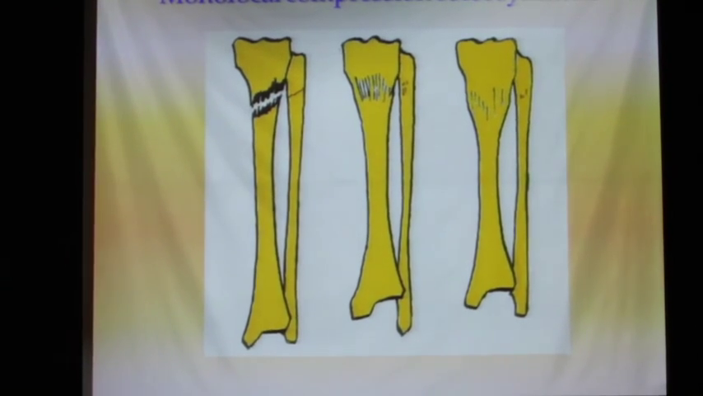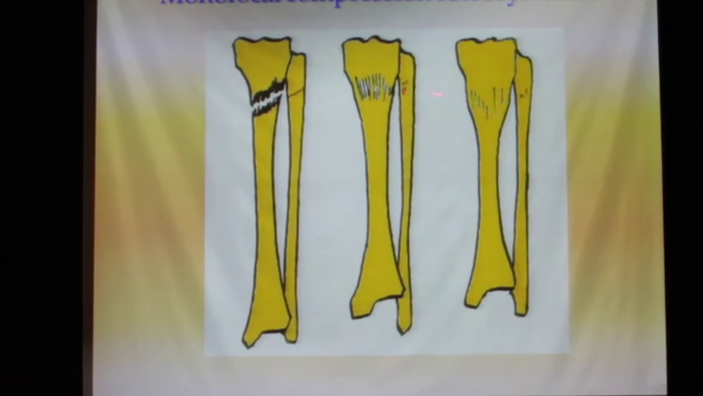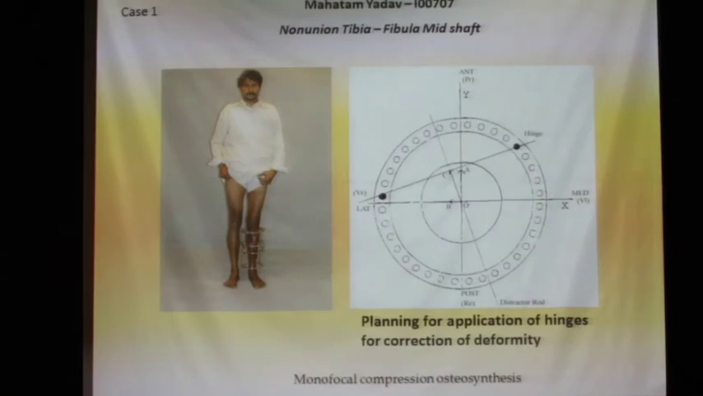Now we are going to have the monofocal compression. This monofocal compression, mostly we get into the plating here, non-union in this area. Monofocal compression. Next. So this is the case of the non-union. We have to make a planning of the application of hinges for the correction of the deformity before the surgery, before the nailing of that case.